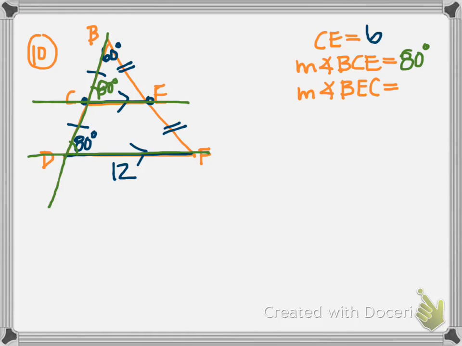The measure of angle BEC is the other angle of that top little triangle, this one right here. If I'm looking at the top triangle, I already know two of its angle measures, 60 and 80. Those add up to 140, which means that little angle E, angle BEC, has to add up with the 140 to equal 180, so it has to equal 40 degrees. These are my three measures.